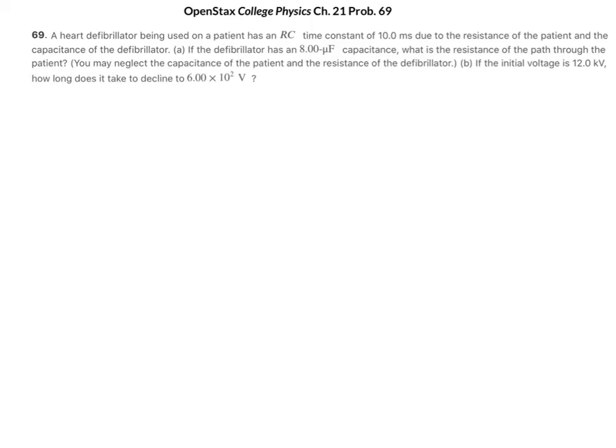B. If the initial voltage is 12 kilovolts, how long does it take to decline to 6 times 10 to the second volts? So let's write down the things that we know. We know that the time constant is 10 milliseconds. And we know that the capacitance is 8 microfarads. And in part A, we're looking for the resistance.